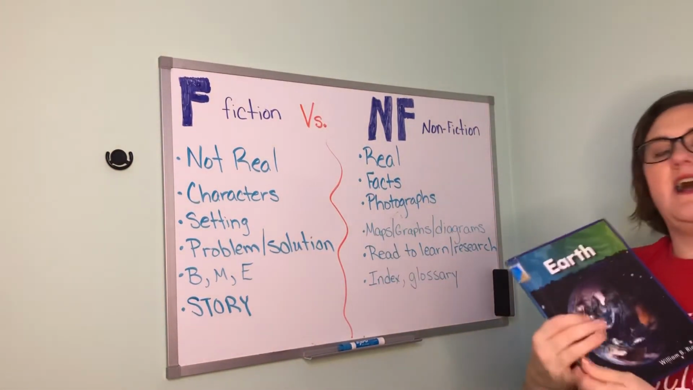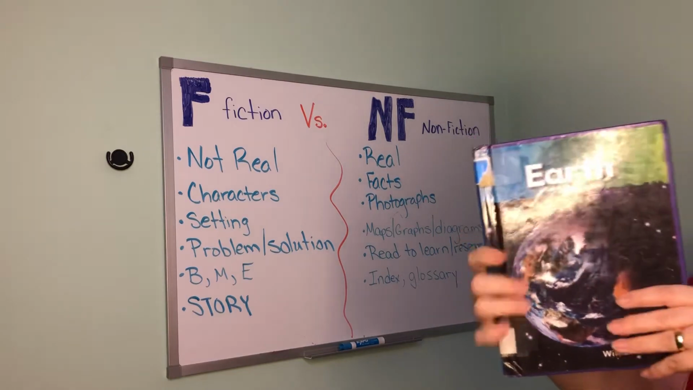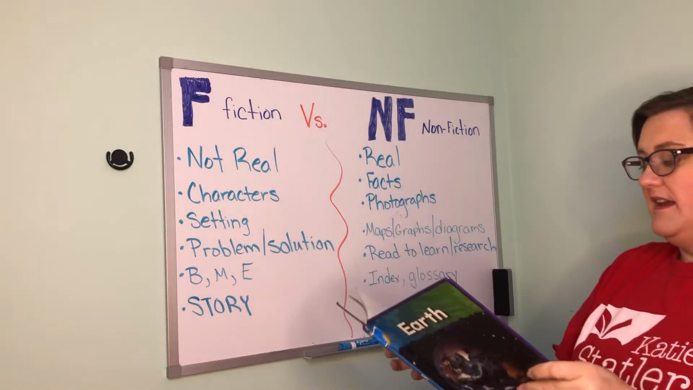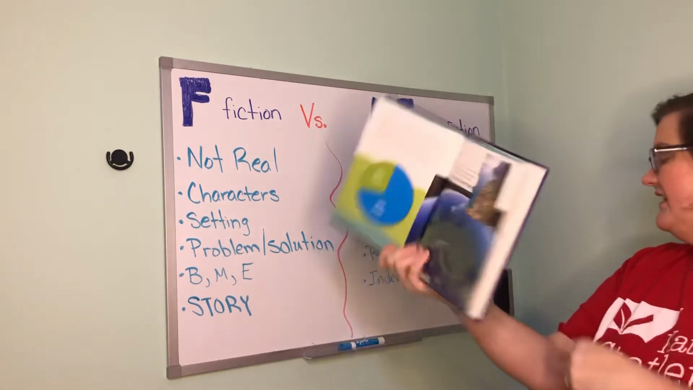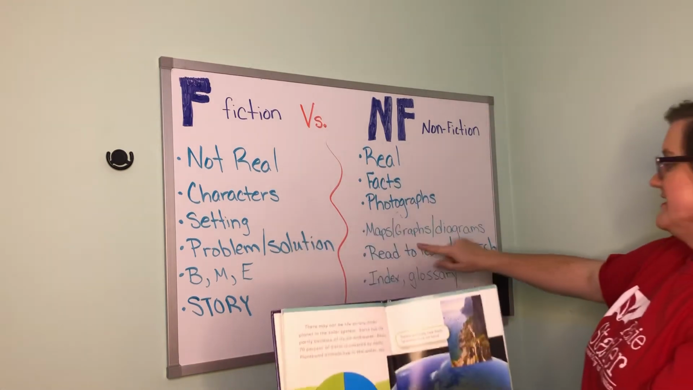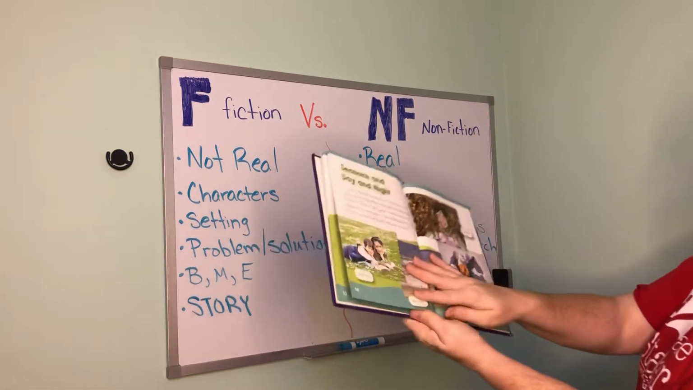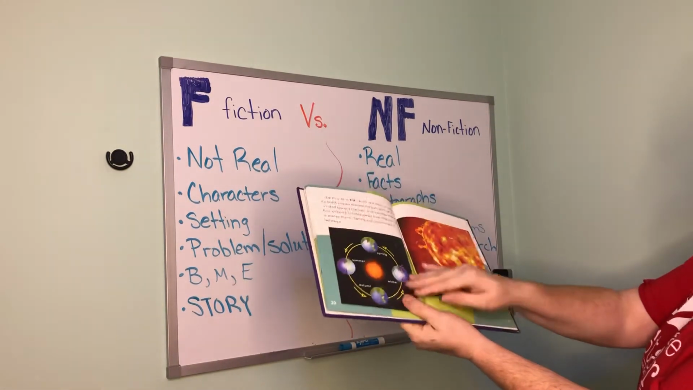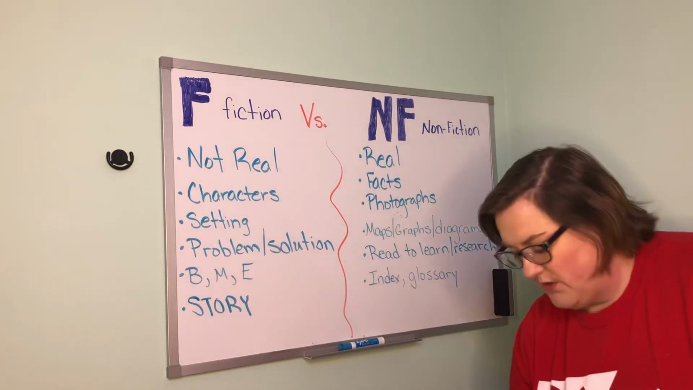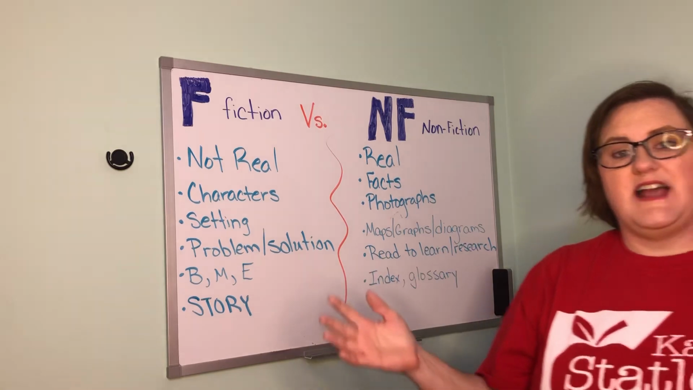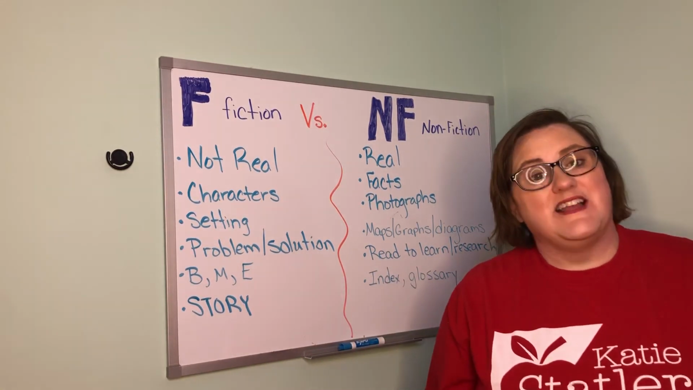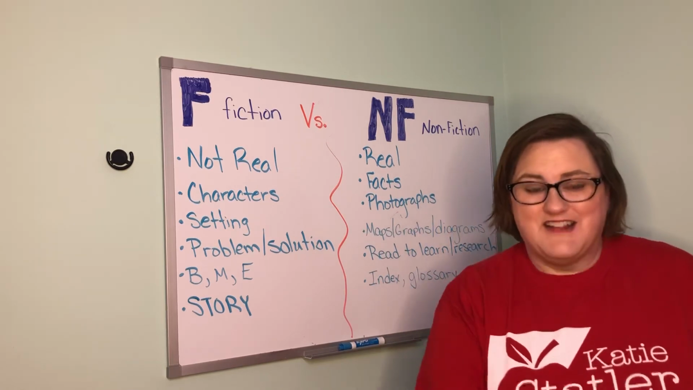And last, we have a book about Earth. This would be a nonfiction book because it's going to teach us and give us facts about Earth. And we have a graph here, which is an example of a nonfiction text feature. We have photographs. We have a diagram. So these are things to look for when you're deciding if a book is fiction or nonfiction. I hope this helps. Now go have fun and rock this assignment.